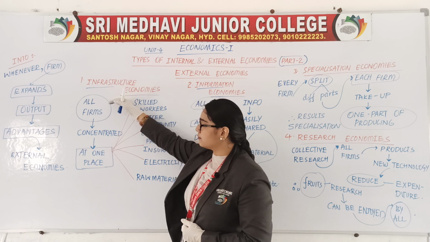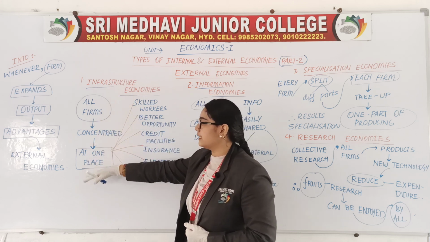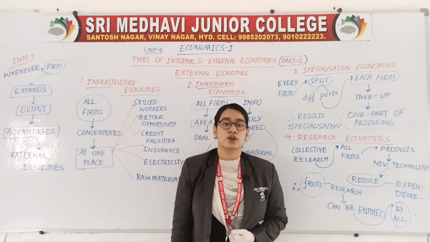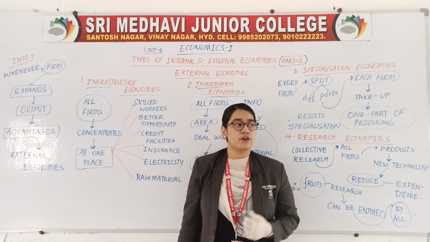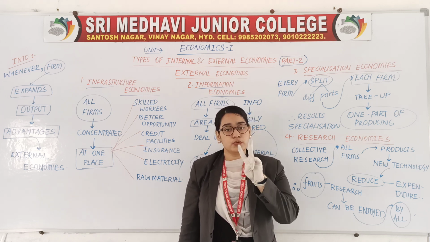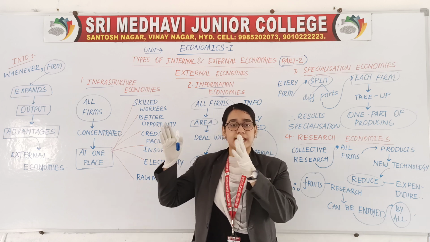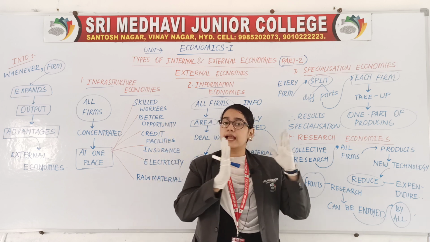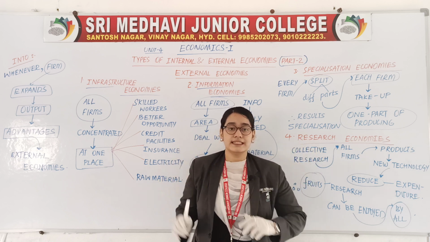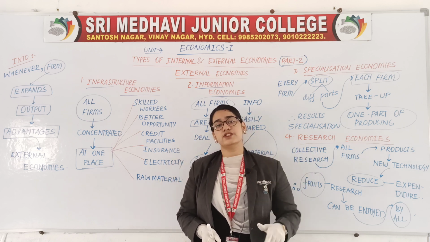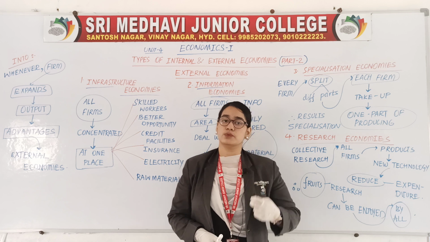When all firms are concentrated at one place. Concentrated means, for example, there are 2 classes. Let us assume there is class A and class B. In class A, there are 50 benches but only 20 students.